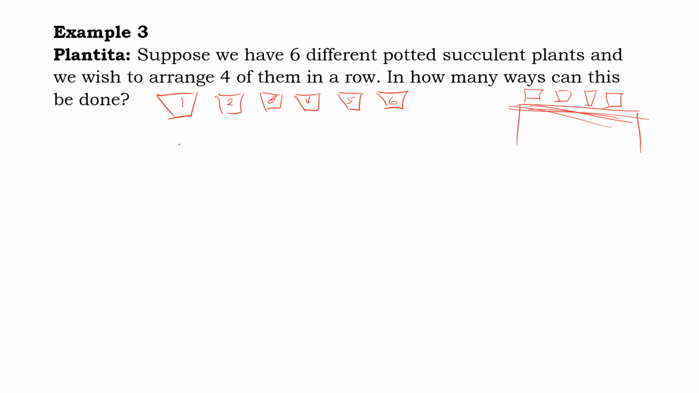For example, you can choose succulent 1 first, second, third, and fourth. These 4. You can also choose 2, 3, 4, and 5. You can also choose 3, 4, 5, 6. Or 1, 4, 5, 6, and so on and so forth. Now, in how many ways can this be done?